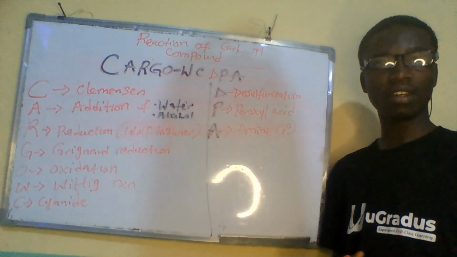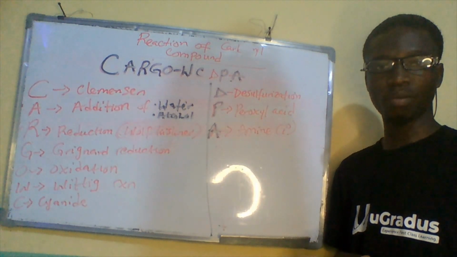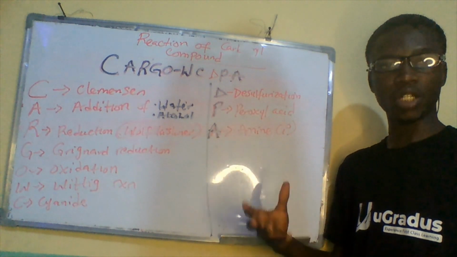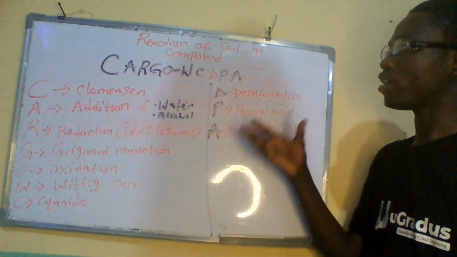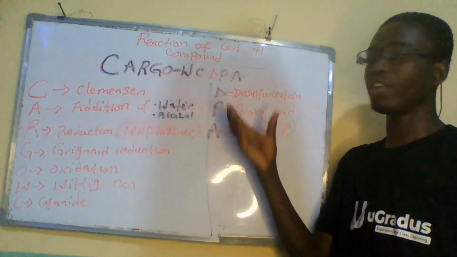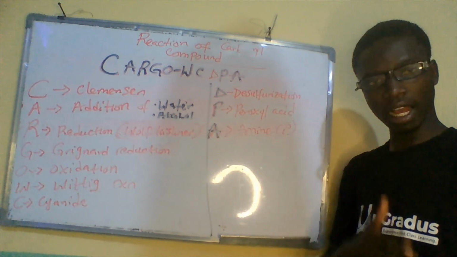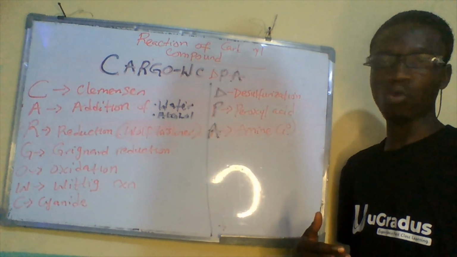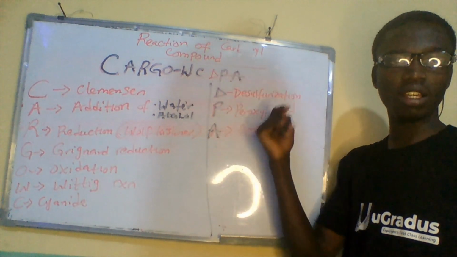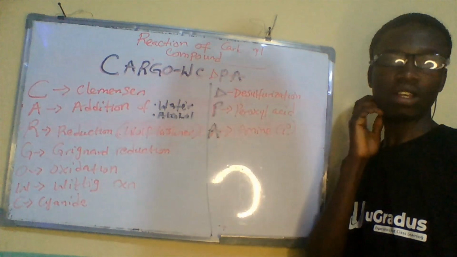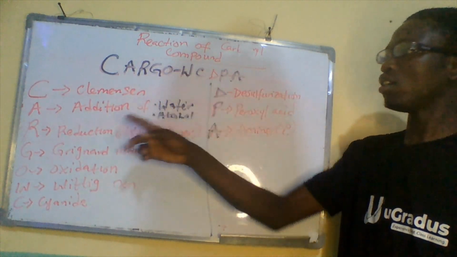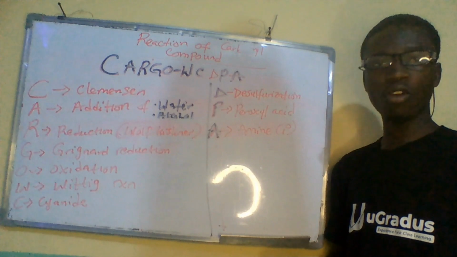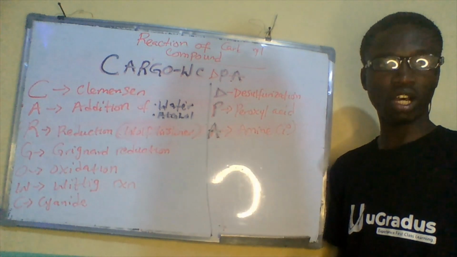Now let's go to the reactions of these compounds. I've introduced you to how to prepare them, which I will explain in detail in subsequent videos. But now let's take ourselves through the reactions. Carbonyl compounds, either alkanal or alkanone, can undergo these reactions, which I code as CARGO WCDPA. This is the meaning of all those letters. C for Clemmensen, A for addition of water or alcohol, R for reduction, either Wolff-Kishner or with reducing agents.